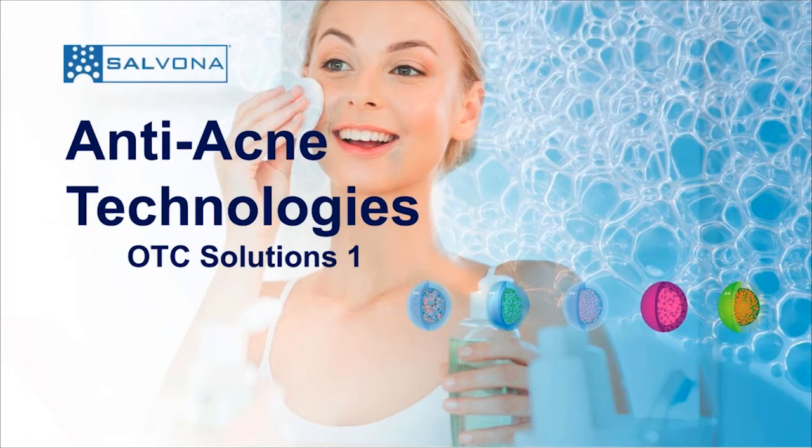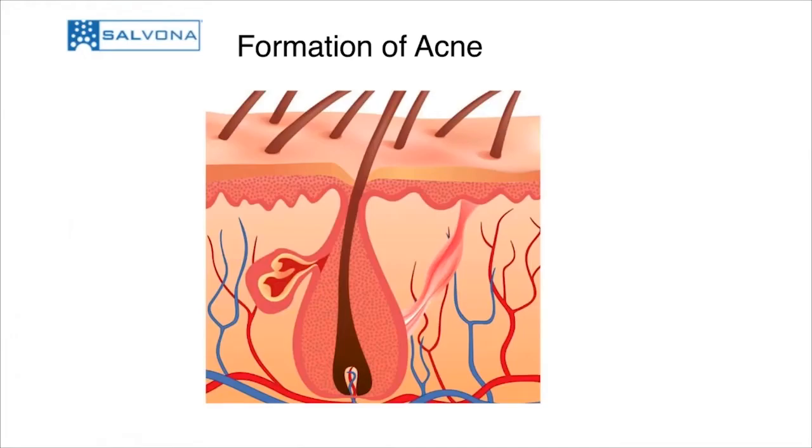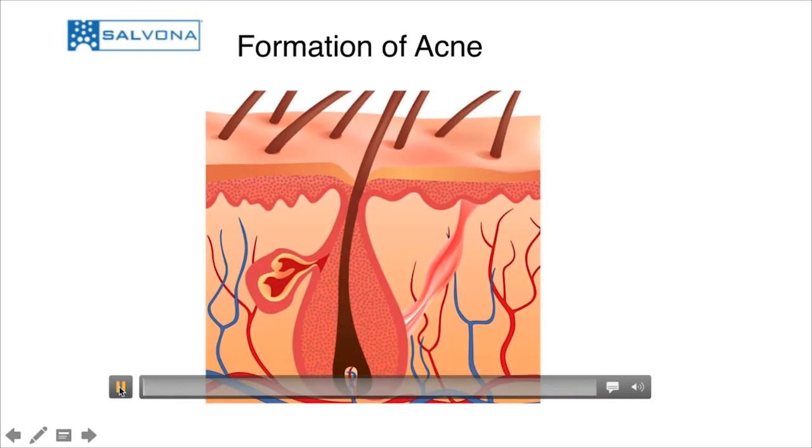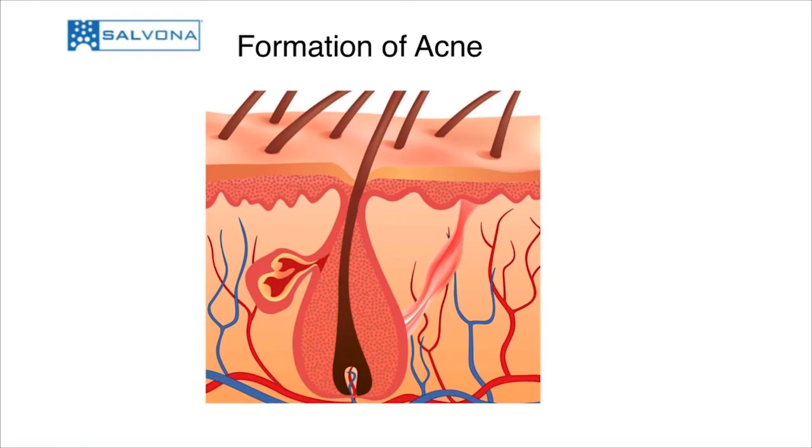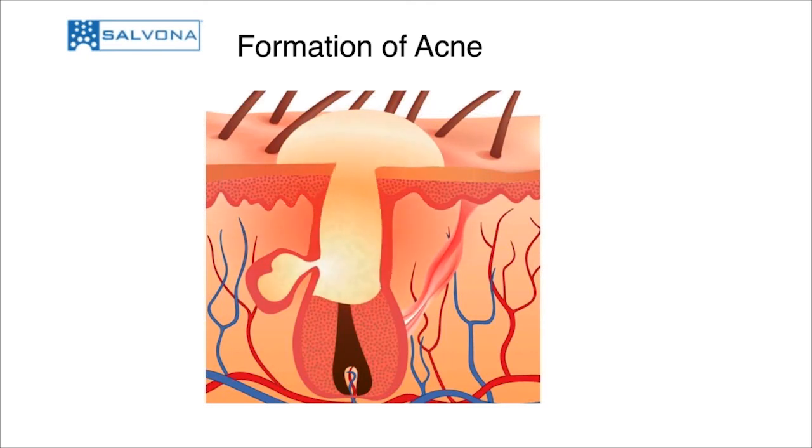Let's start with understanding how the disease develops. The formation of acne. The formation of a pimple, or comedone, begins with an excess production of sebum, or oil, in the sebaceous gland. As the sebaceous gland produces this oil, it will fill the follicle. When this sebum reaches the surface of the skin, it begins to accumulate dead skin cells, dust, and other particulates and contaminants, forming a plug within the follicle.